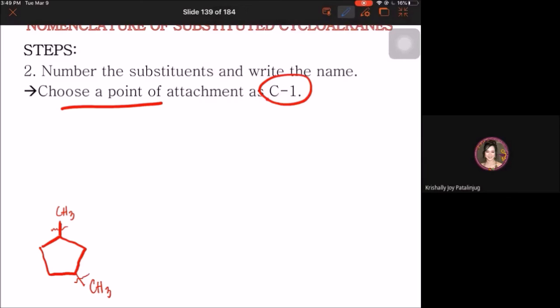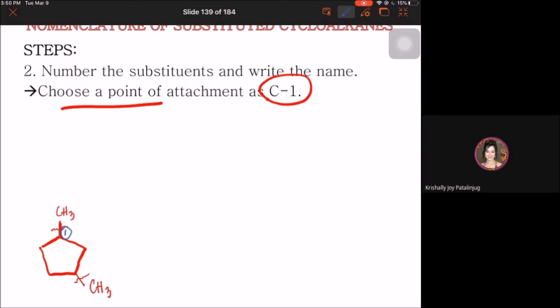Okay? And upon choosing the point of attachment, upon numbering that substituent on the ring, you should rotate to where the second substituent is closer. So, you choose, since both are methyl, they are the same. So, you choose where your number 1 is. So, that is the numbering of the substituent. So, let's say, I chose this as my number 1.